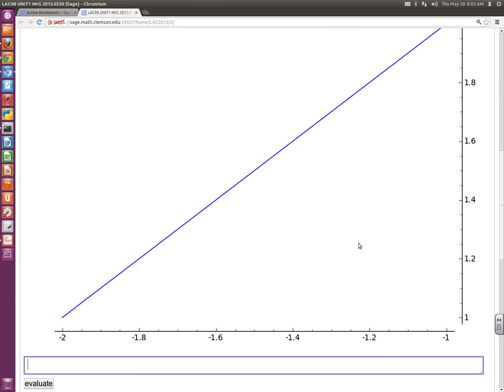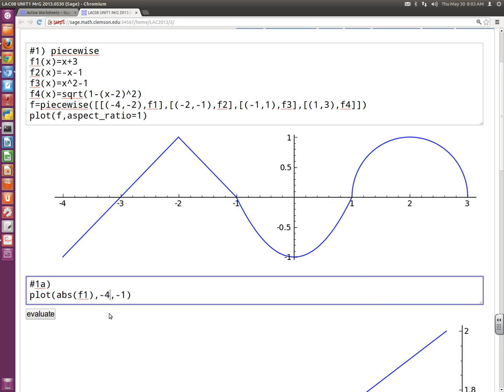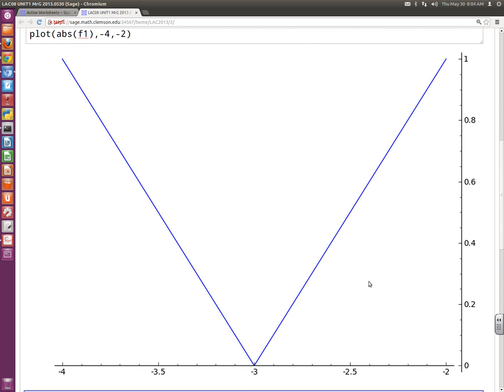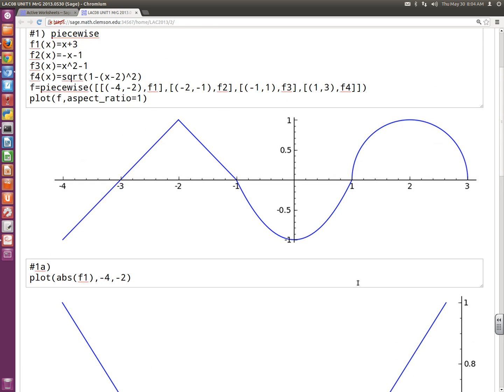Wait, I'm not happy. That size is just a little bit off. No, it's -4. Oh, -4. What am I doing? You know, I know how to do this. Oh, now I'm happy. Okay, that's what absolute value should look like, right? So it does it for f, it doesn't do it for piecewise. Dang it!